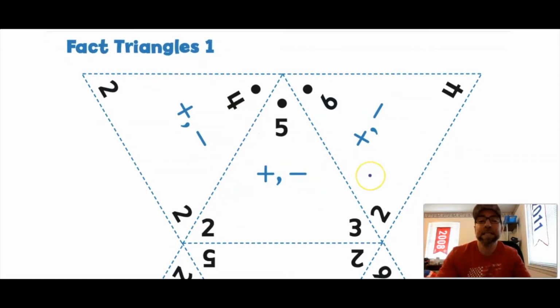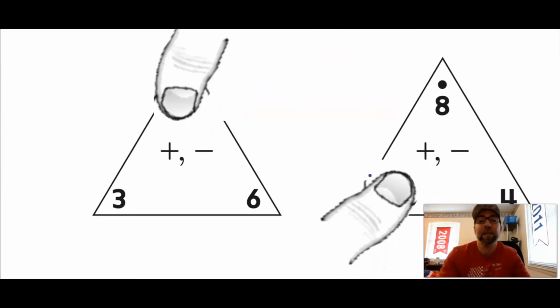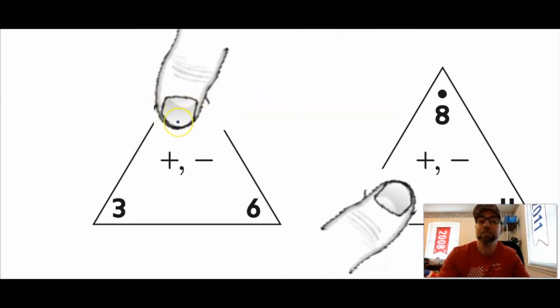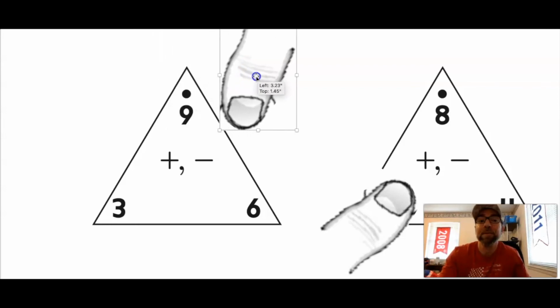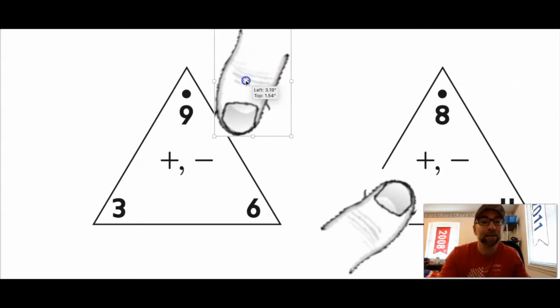If I cut all of these out, I can then take one of my fact triangles and I could cover up the total. Or if I had somebody at home, they could cover up the total. Remember, the total is the top number where the dot is. I have to figure out the missing number. 3 plus 6 equals 9. And then whoever is holding my card can remove their thumb to see if you are correct.